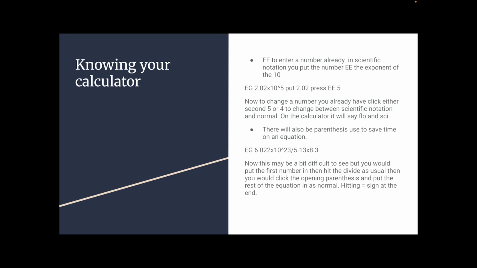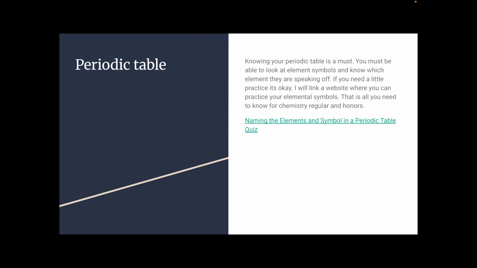And now, your periodic table. Knowing your periodic table is a must. You must be able to look at element symbols and know which element they are speaking of. For example, if I look at Sn, I must be able to know that is tin.